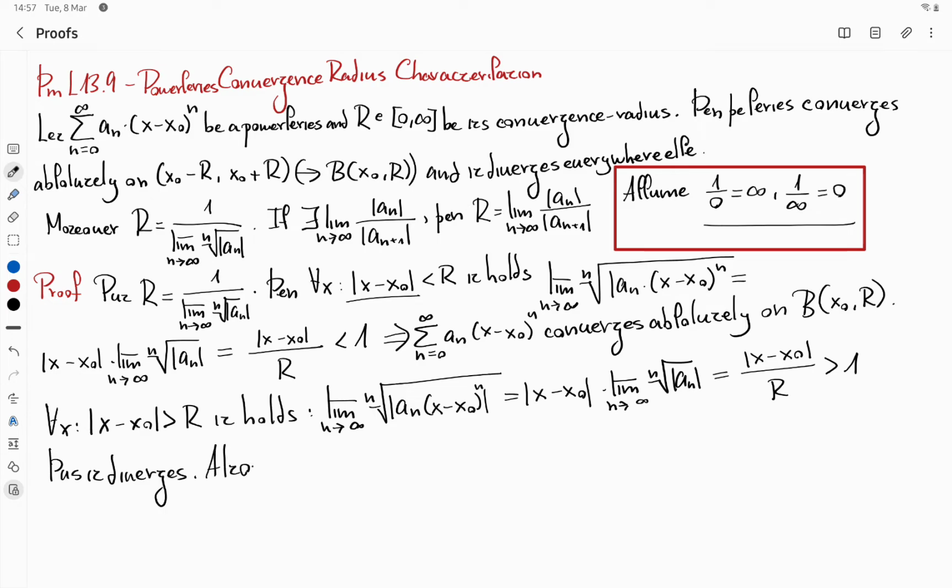Altogether then, r is the convergence radius of the power series.